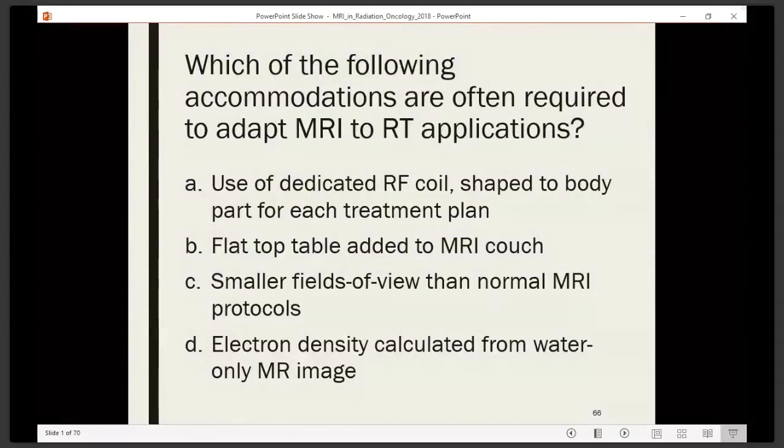So last question, which of the following accommodations are often required to adapt MRI to radiation therapy applications? A, use of a dedicated RF coil shaped to the body part for each treatment plan; B, flat top table added to the MRI couch; C, smaller fields of view than the normal MRI diagnostic protocols; D, electron density calculated from water-only MR image.